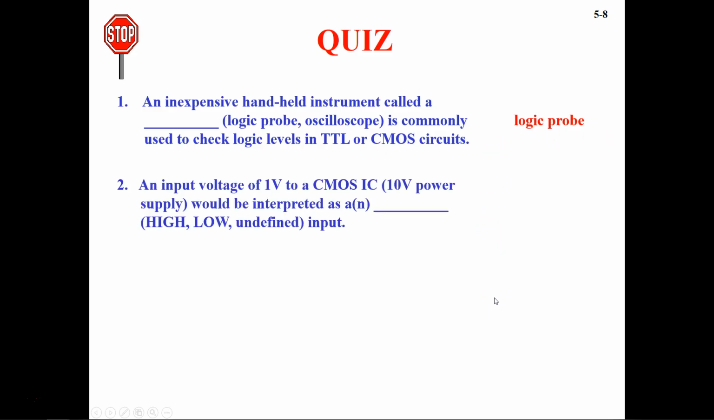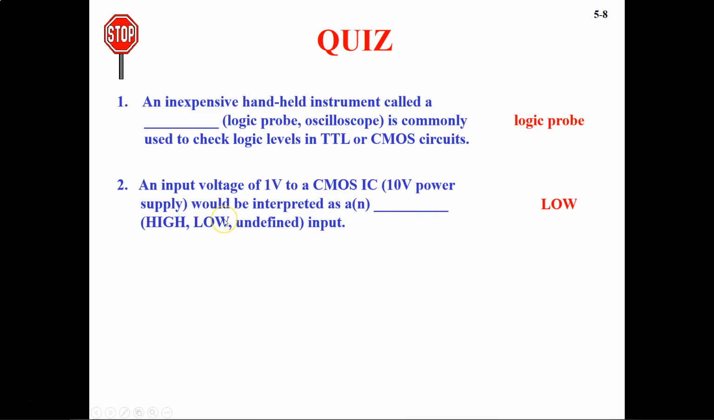Now, an input voltage of 1 volt to a CMOS IC with a 10 volt power supply would be interpreted as a high, low, or undefined input. So 1 volt will come under the low voltage profile, because it lies in the range of the CMOS input voltage, which is from 0 to 1.5.